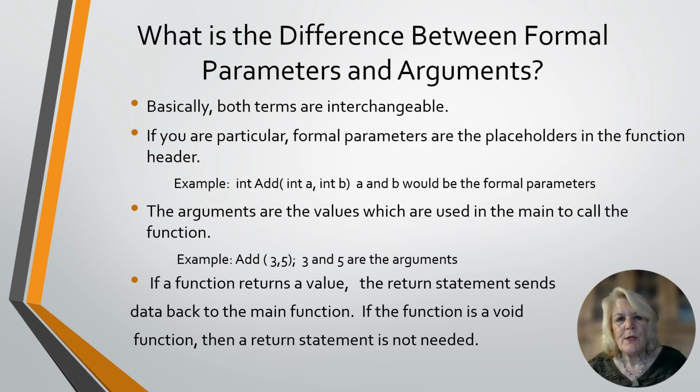What's the difference between formal parameters and arguments? Basically, they are interchangeable, but if you want to get very particular about it, the formal parameters are whatever is in the placeholder in the function definition. It would be in the function header. So in this example of the add function, the int a and the int b would be the formal parameters. When a function is called, what you see inside the parentheses are the arguments.